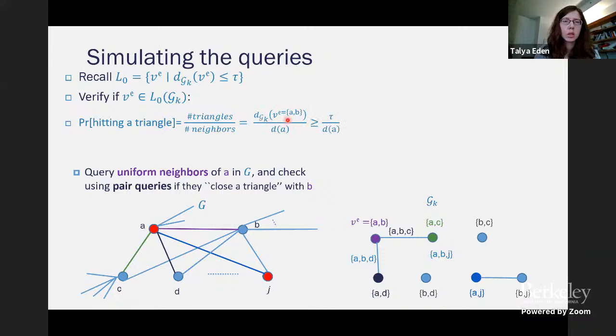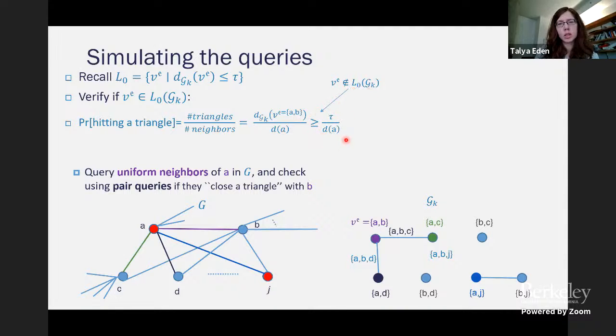And recall, all we want to do is to verify belongingness to L0. If a vertex does not belong to L0, it will have triangle degree greater than tau. So I can just assume the vertex has triangle degree greater than tau, and I will be able to verify if this is indeed the case. This means that if I assume that it does not belong to L0, I know that it has at least this many.